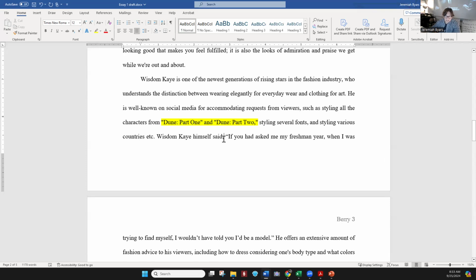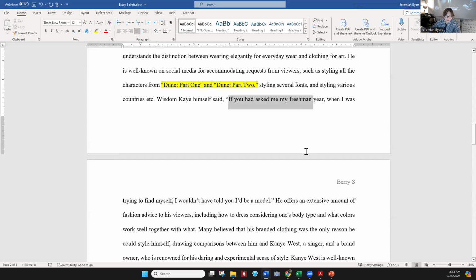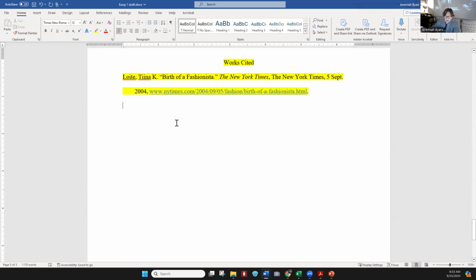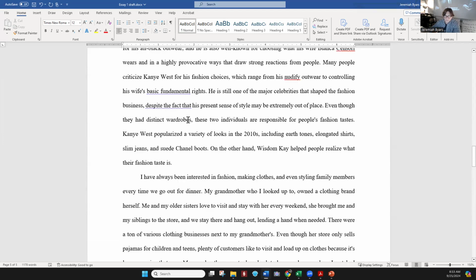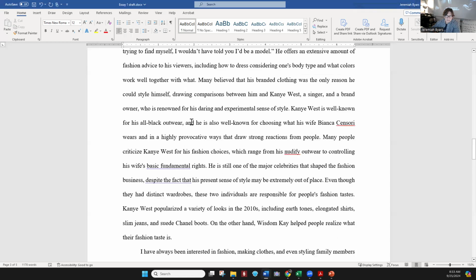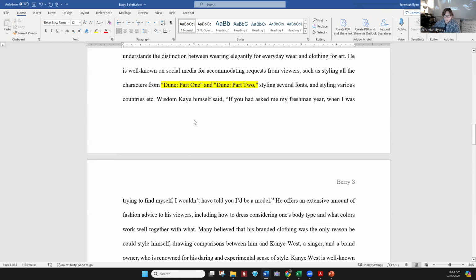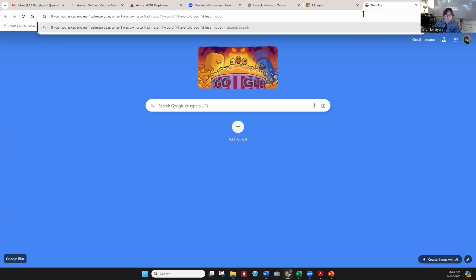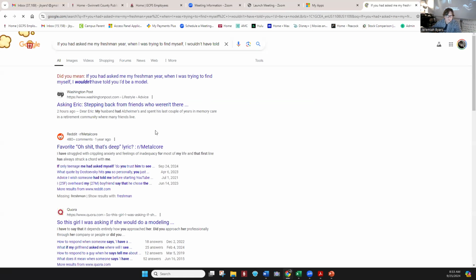Wisdom K himself said, if you'd asked me my freshman year when I was trying to find blah, blah, blah. Okay, so we need a source for this. If Wisdom K said this, then when I go down to the works cited page, I should see something by Wisdom K. That's not here. So that's a problem. Where did Wisdom K say this? Did he say it on his Instagram, or did he say it in an article? Was it a tweet? Like, what was it?